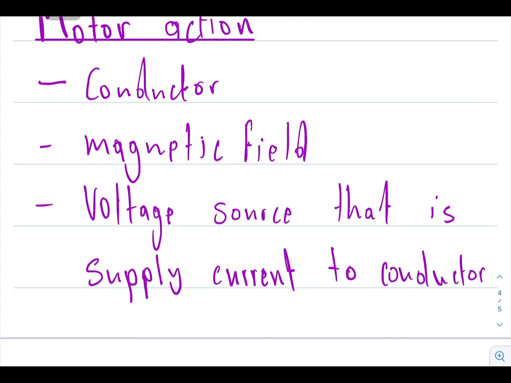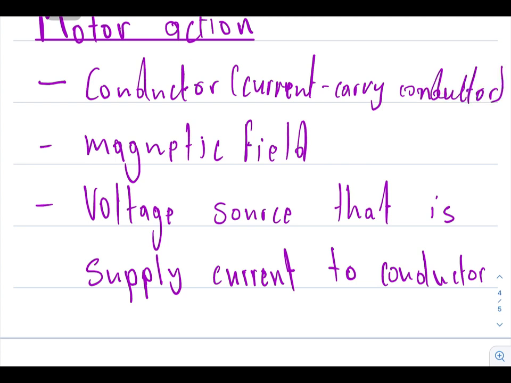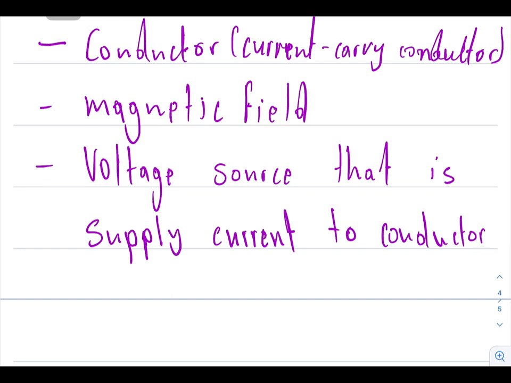Hence the conductor must be a current carrying conductor. The current flows through this conductor. Remember, this is a motor. We are supplying electricity to get mechanical power out. So we must have this current carrying conductor. I will explain in a minute why this conductor must be carrying current.